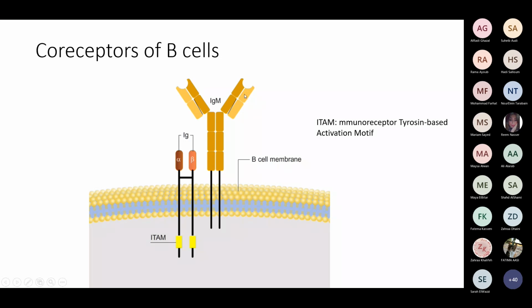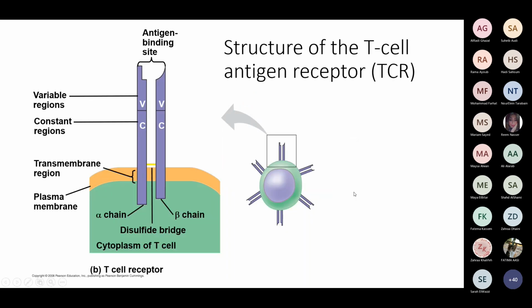So when we have a binding of antigen on the surface of the B cells via this receptor, we are going to have a signal. This signal is going to be transduced by a phosphorylation of this ITAM motif. Okay. Now the T cell.